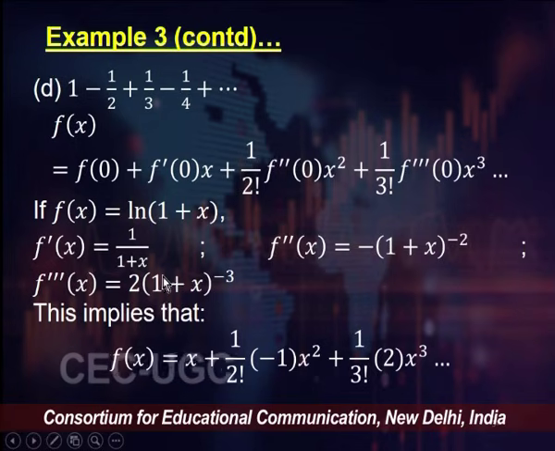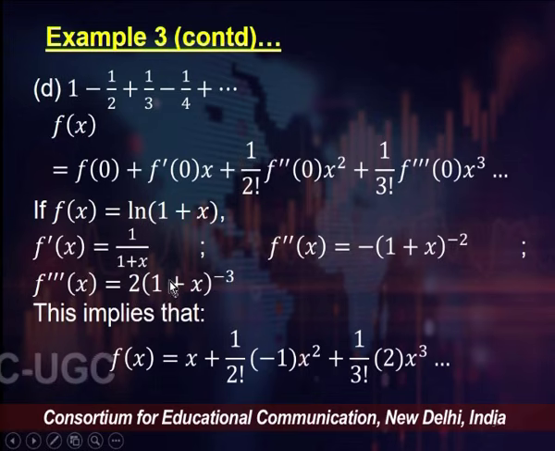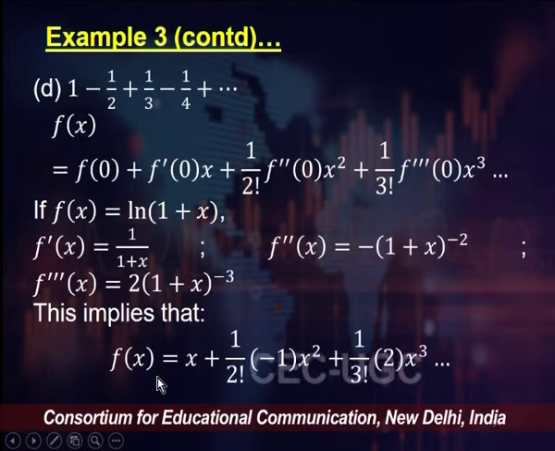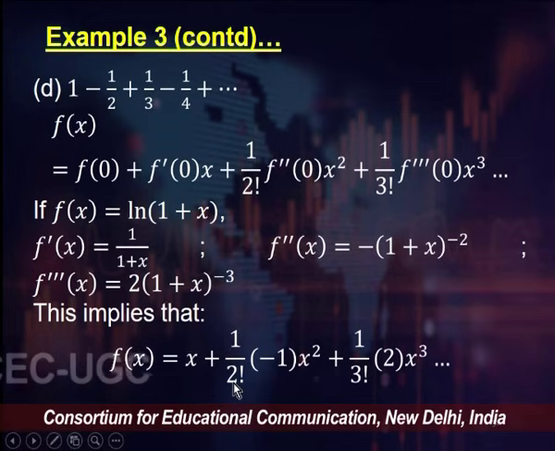Similarly, the third derivative would be 2 times, that minus and minus 2 will become plus 2 times (1 plus x) to the power minus 3, and you can even take the fourth derivative if you like. So, this implies that f of x is equal to, what is f of 0? F of 0 is nothing but natural log of 1, which is 0. So, that term will not be there.